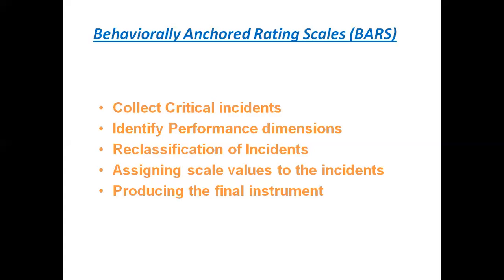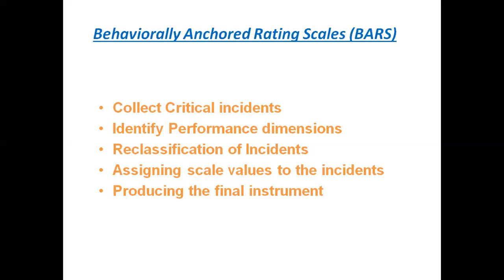Step 4 under the BARS is assigning scale values to the incidents. Each incident is then rated on a 1 to 7 or 1 to 9 scale with respect to how well it represents performance on the appropriate dimension. A rating of 1 represents ineffective performance. Top scale values indicate very effective performance. Mean and standard deviation are calculated for the scale values assigned to each incident. Incidents that have a standard deviation of 1.50 or less on a 7-point scale are retained and others are discarded.